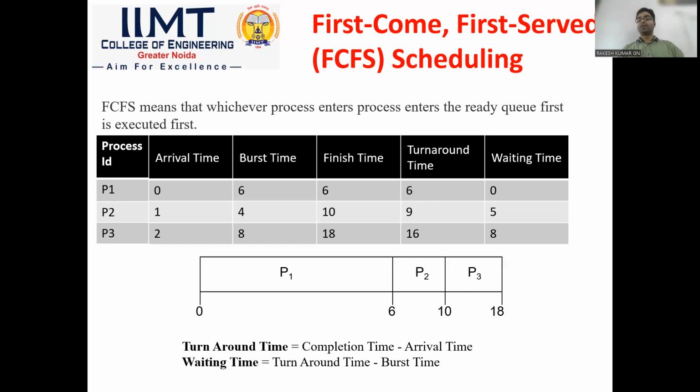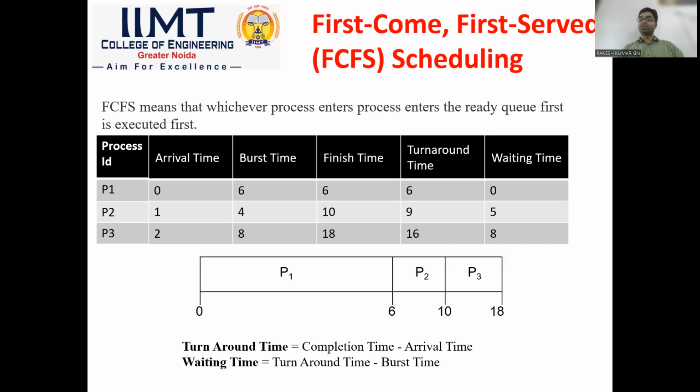So there are two kinds of algorithms, preemptive and non-preemptive, and FCFS, first come first serve, is basically a non-preemptive scheduling algorithm. In non-preemptive, once a process starts its execution, it will stop only after its completion.